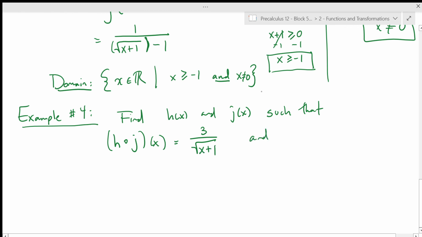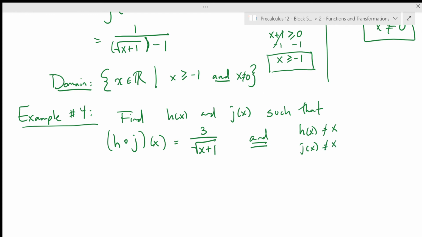and h of x isn't equal to just x, and j of x isn't equal to just x. So basically saying that we can't have a trivial solution where we say, okay, one of the functions is the whole thing and the other function is just equal to x, so it's just leaving it alone. So we want something a little more interesting.